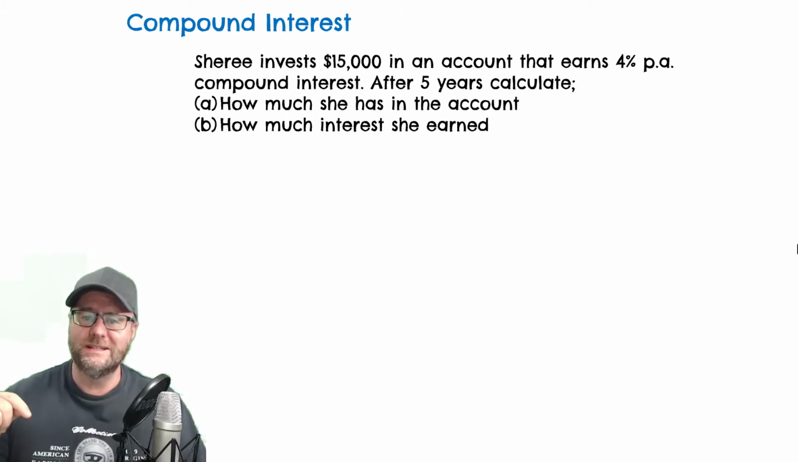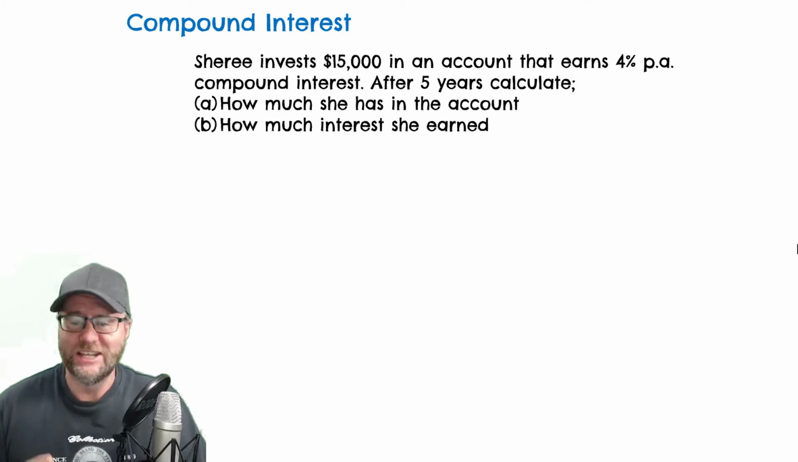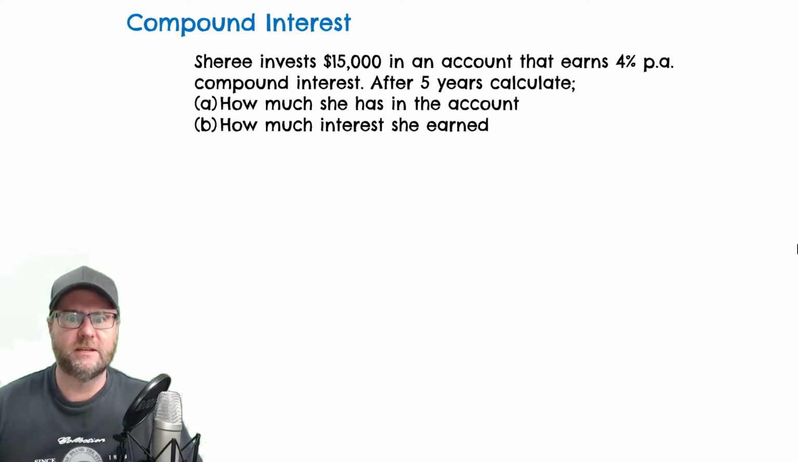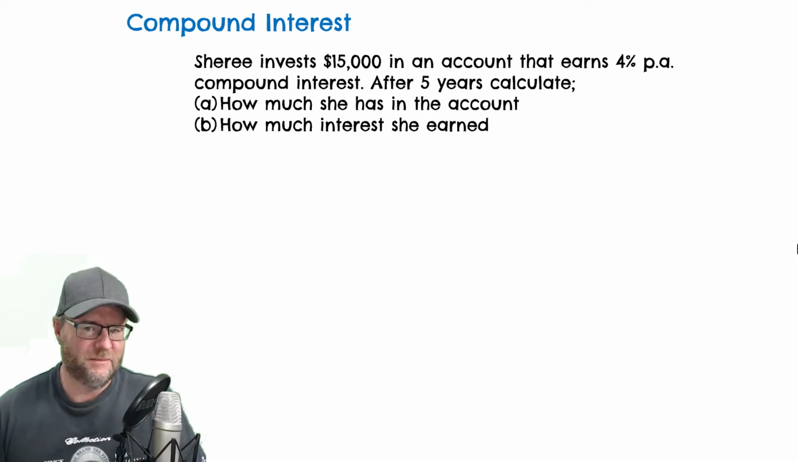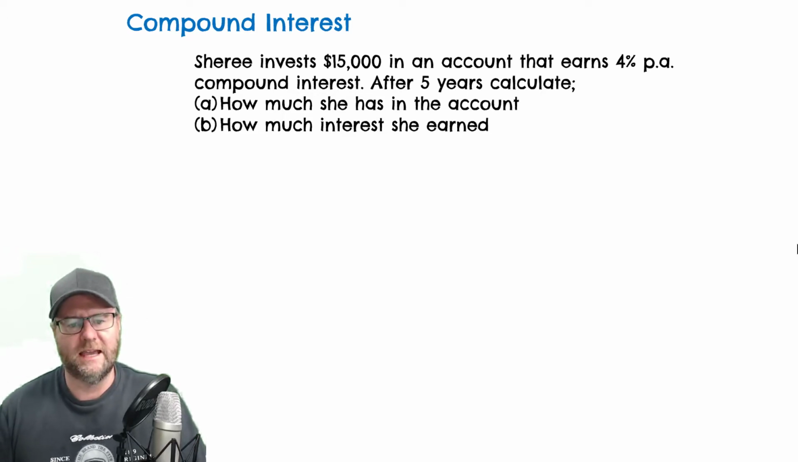Now, if the question doesn't say compound interest, just assume that it's simple interest. But if it says compound, then yeah, it's a compound interest question. So after 5 years, calculate how much she has in the account and how much interest she earned. All right, let's have a look at how we do this.